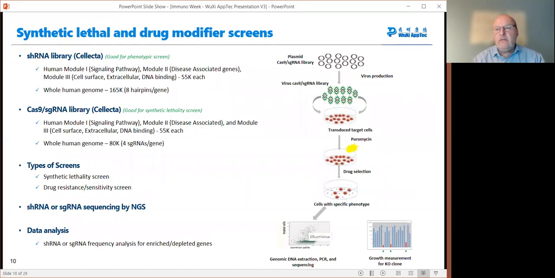We show on this slide a little of the workflow involved in some of these screens, especially synthetic lethal and drug modifier screens. Here we're using selector shRNA and sgRNA libraries, with these libraries covering signaling pathways, disease-associated genes, cell surface, extracellular, and DNA binding targets, as well as enabling whole genome screens. We've run these, as shown here, in synthetic lethality and drug resistance or sensitivity screens, followed by next-generation sequencing and data analysis.